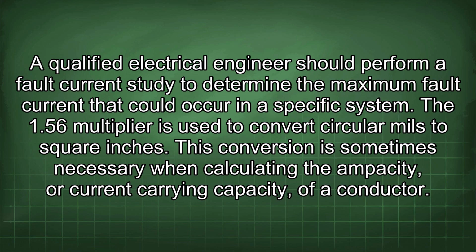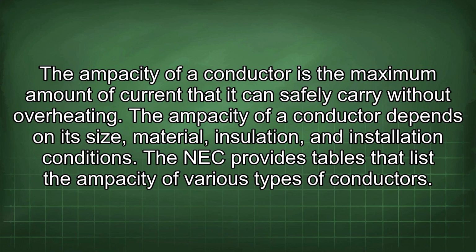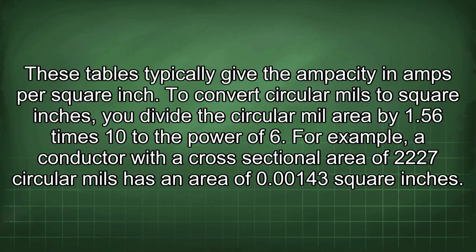This conversion is sometimes necessary when calculating the ampacity or current carrying capacity of a conductor. The ampacity of a conductor is the maximum amount of current that it can safely carry without overheating. The ampacity of a conductor depends on its size, material, insulation, and installation conditions. The NEC provides tables that list the ampacity of various types of conductors. These tables typically give the ampacity in amps per square inch.